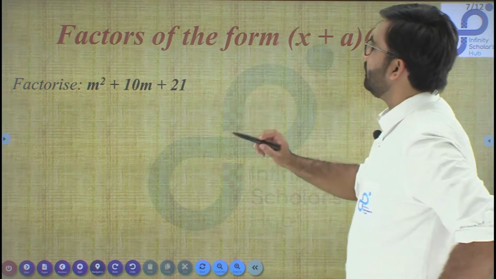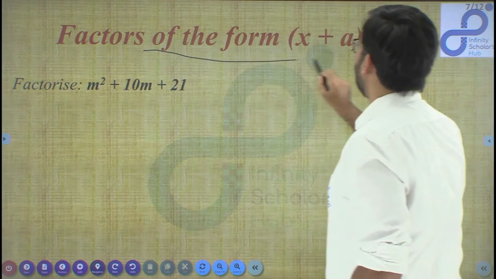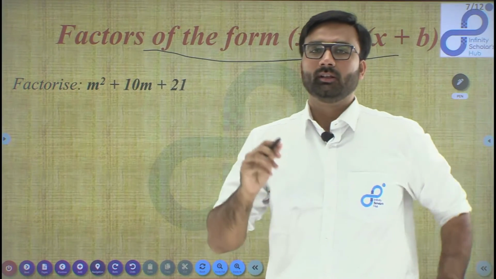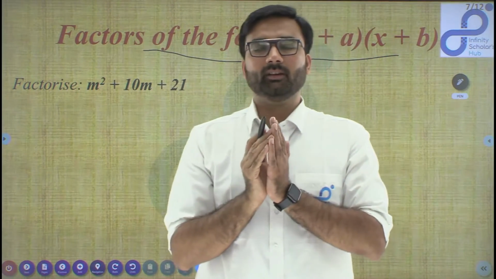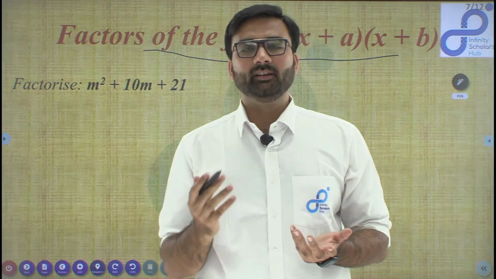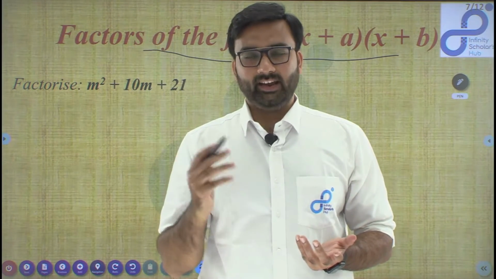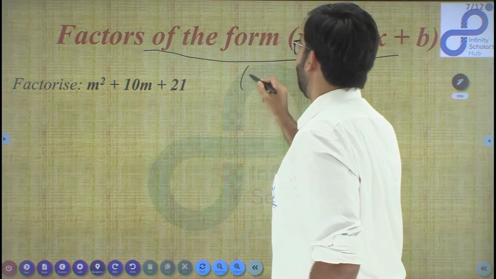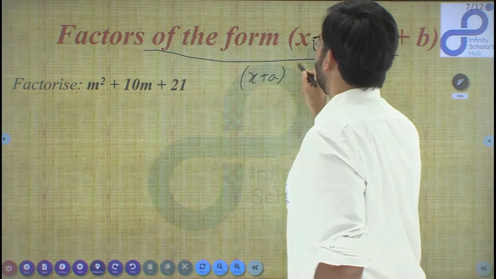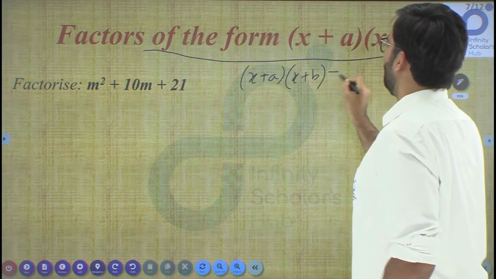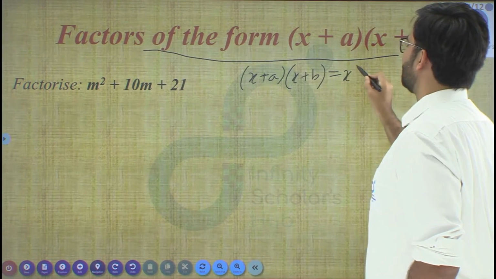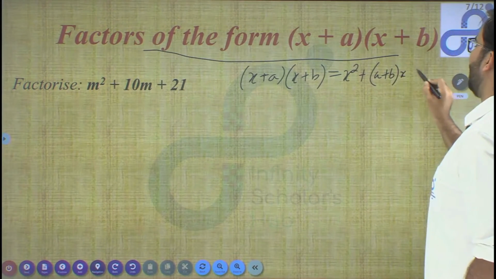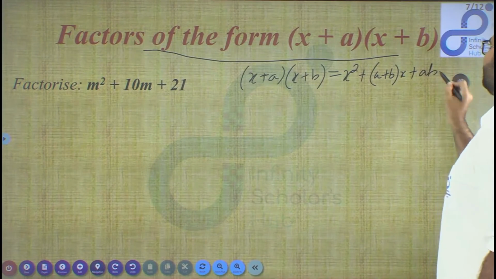Okay, now factors of the form x plus a and x plus b. Okay, we have known this identity also, that when x plus a and x plus b is given, the expansion of this is x squared plus in brackets a plus b multiplied by x plus ab. So I will write it down over here. Whenever x plus a multiplied by x plus b is given, the expansion of this is what, x squared plus in brackets you have a plus b whole multiplied by x plus a into b, correct.